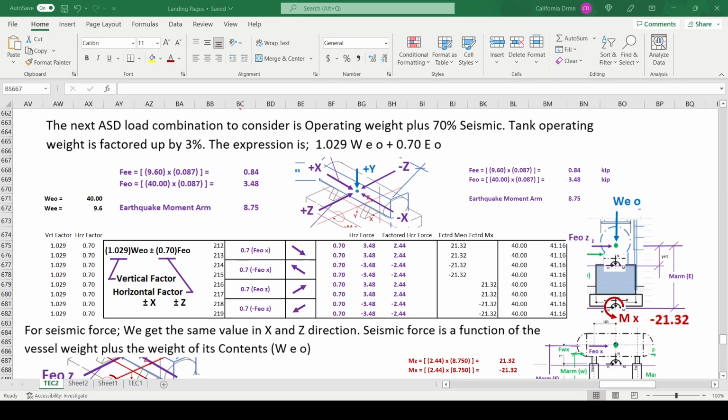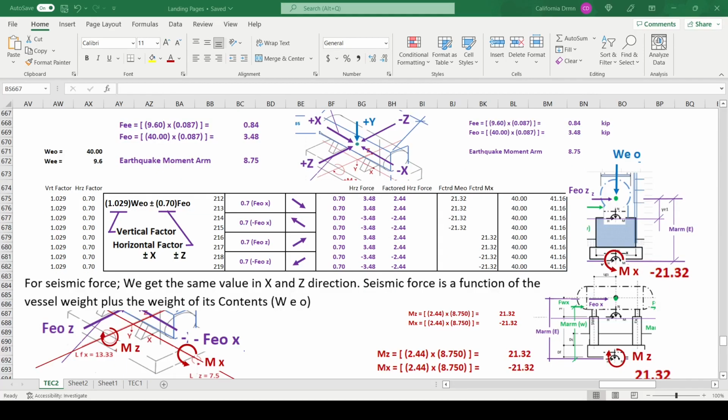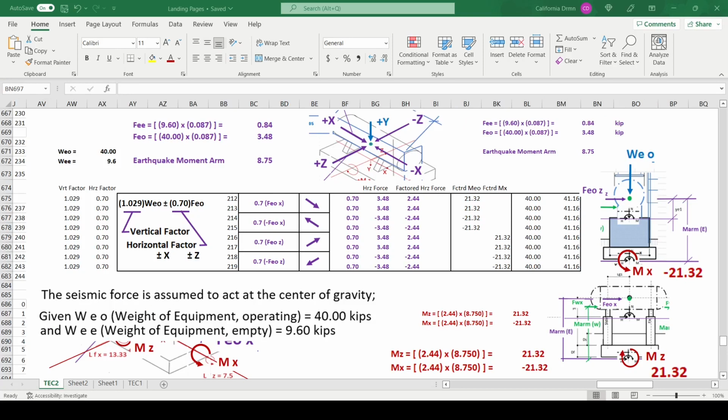Tank operating weight is factored up by 3%. The expression is 1.029 WEO plus 0.70 EO. For seismic force, we get the same value in X and Z direction. Seismic force is a function of the vessel weight plus the weight of its contents, WEO. The seismic force is assumed to act at the center of gravity.